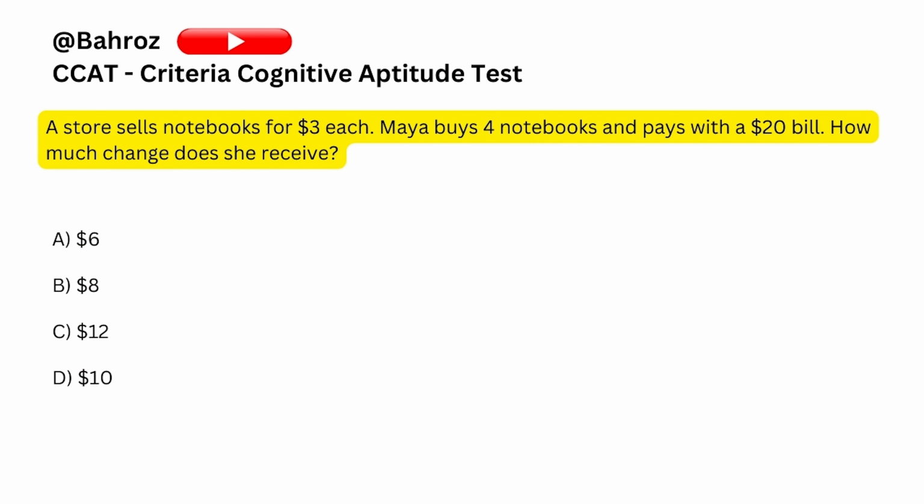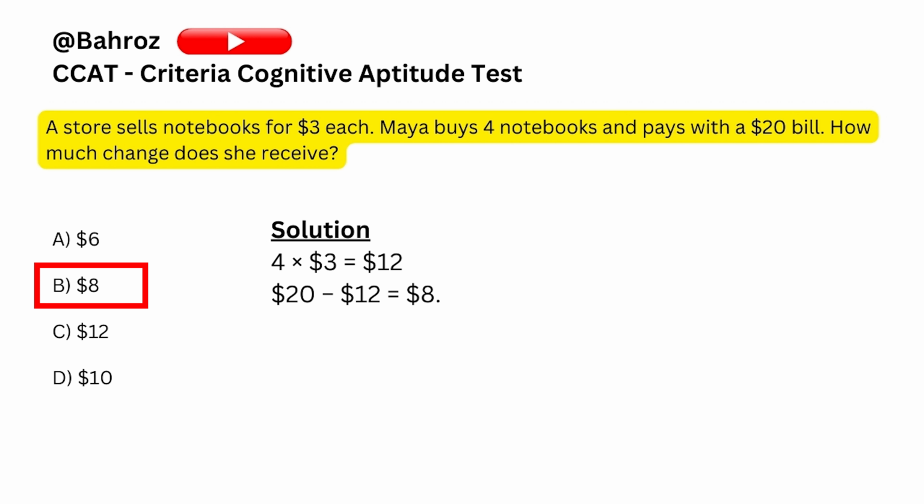Next sample question. A store sells notebooks for $3 each. Maya buys 4 notebooks and pays with a $20 bill. How much change does she receive? So 4 notebooks at $3 each. That is 4 into 3, which is 12. She pays with $20, so the change is 20 minus 12, which is 8.